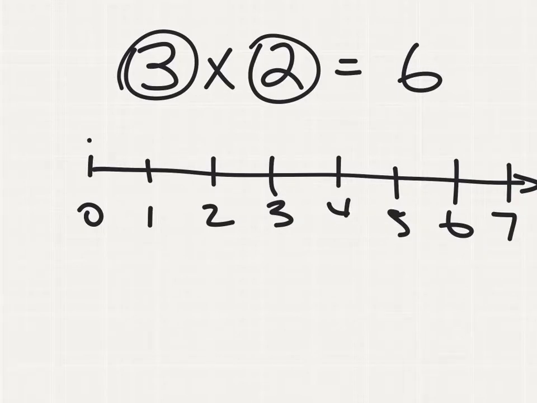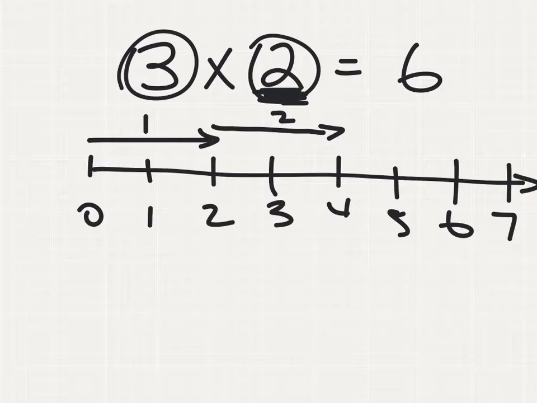So from 0, I take my first step to 2. I took 1 step with a value of 2. Now I'm taking a second step with a value of 2. And then a third step with a value of 2. After my third step, I've landed at 6. 3 steps of 2 gives me 6.